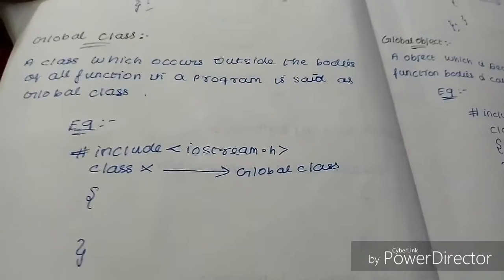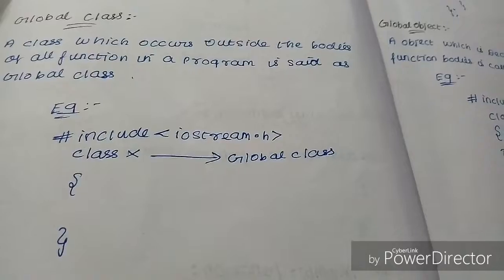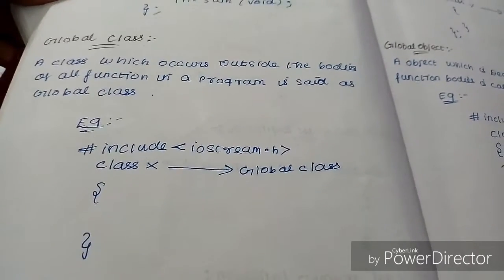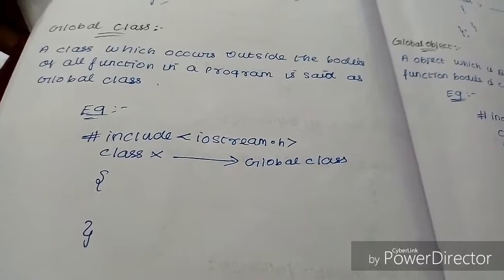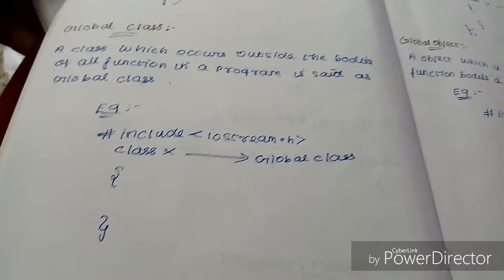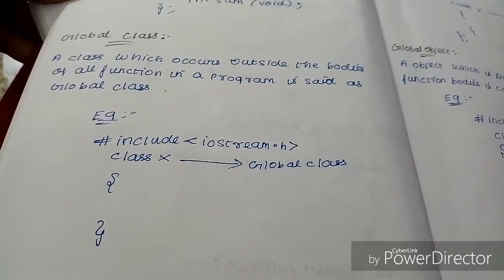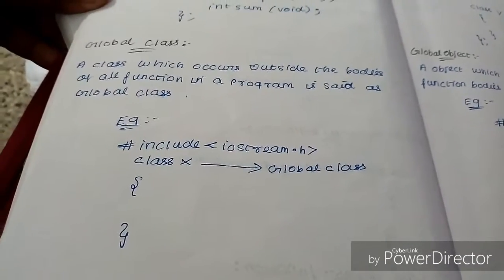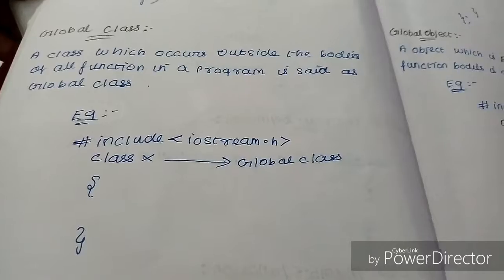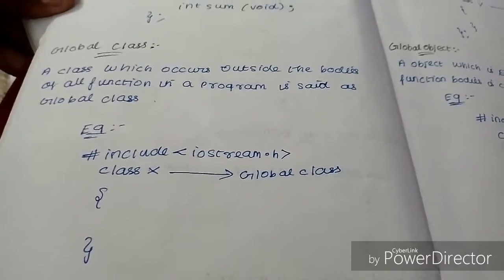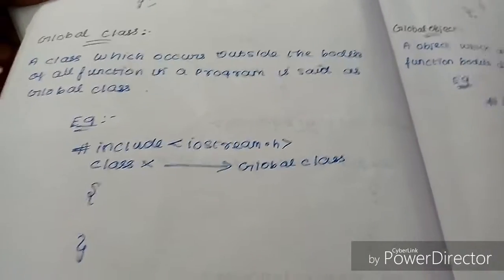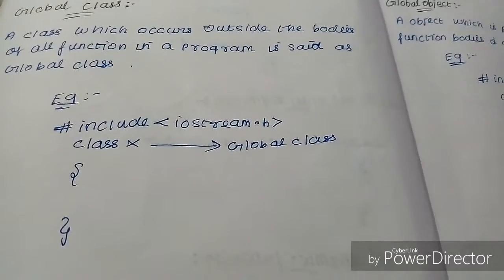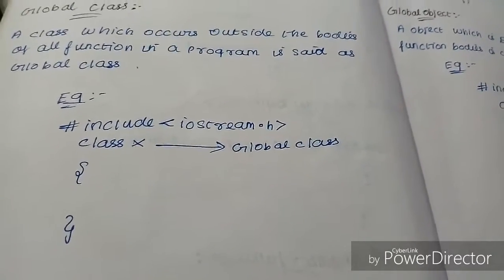Okay, now what is meant by a global class? We all know global variable, local variable, like that. A class which occurs outside the bodies of all functions in a program is said to be a global class. That means first in the program we will give the header file, then followed by a class, then int main, void main, like that, open bracket and close bracket. Inside that we can have our program.